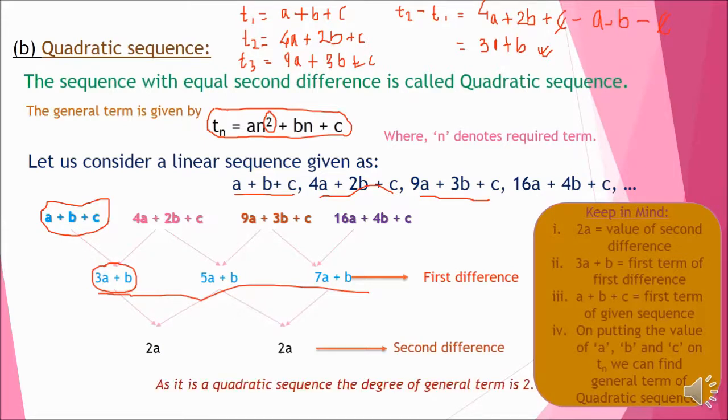Let's move forward. As it is a quadratic sequence, as we have already discussed, the degree of the general term will be 2, so it will be in square form. Quadratic means having the power 2.